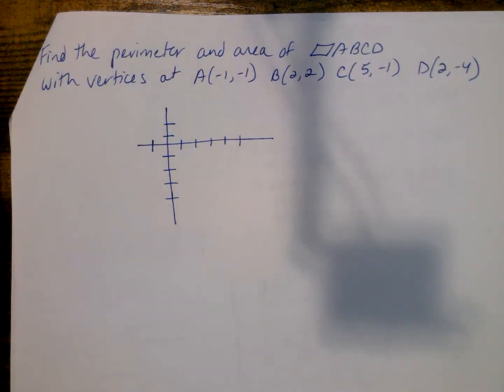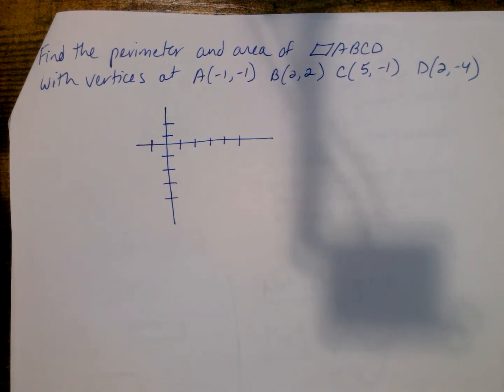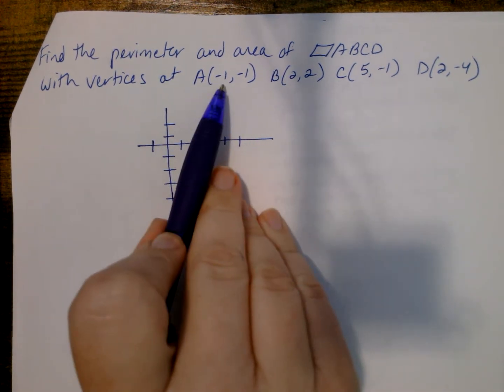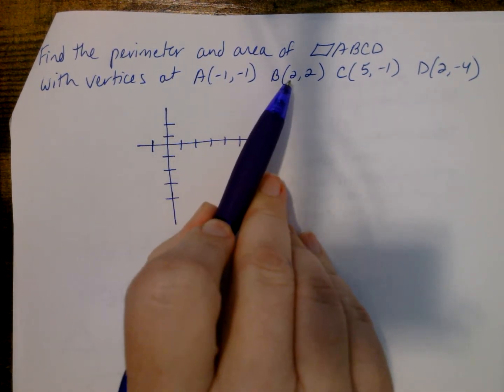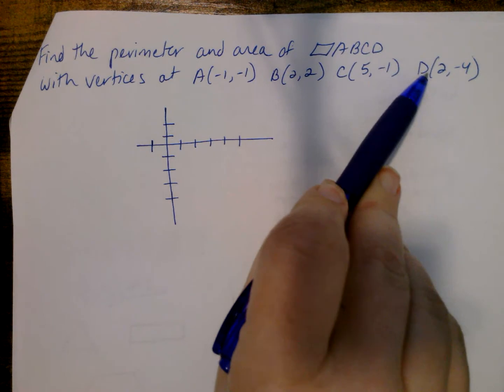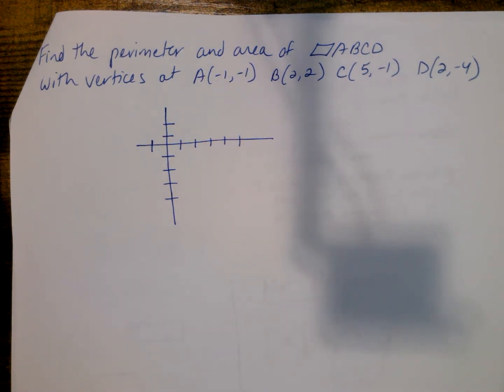All right, and then one more interesting one. Actually, I do one very similar to this in calculus. So if it feels good, you're doing a calculus problem right now. Find the perimeter and area of parallelogram ABCD with vertices at A (-1, -1), B is at (2, 2), C is at (5, -1), and D is at (2, -4).